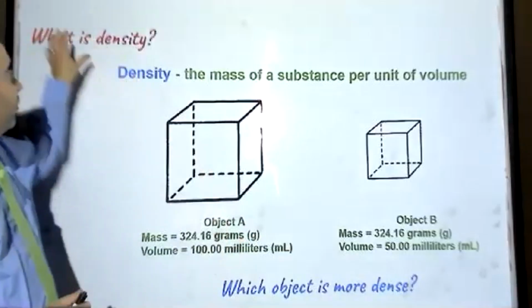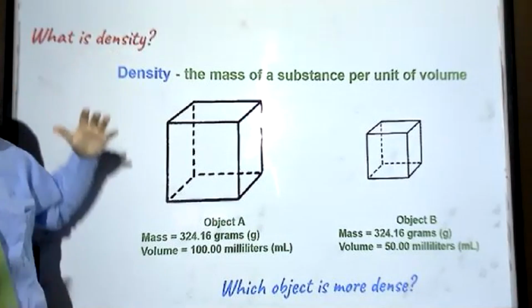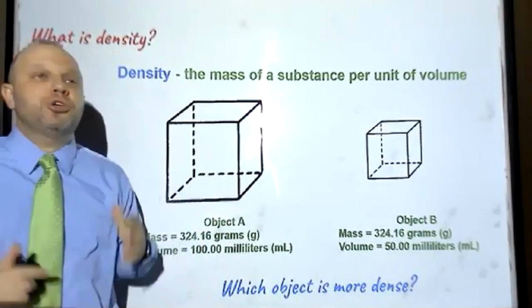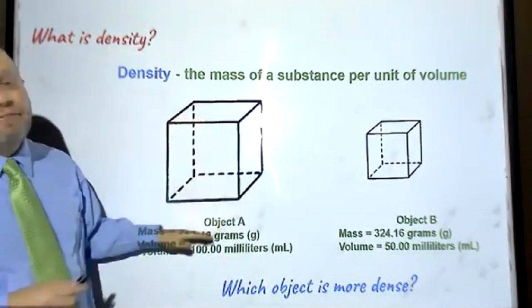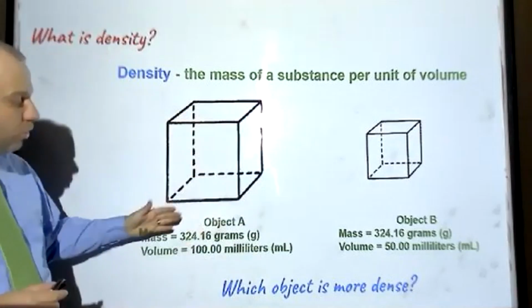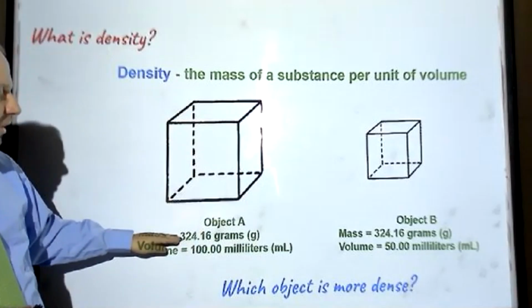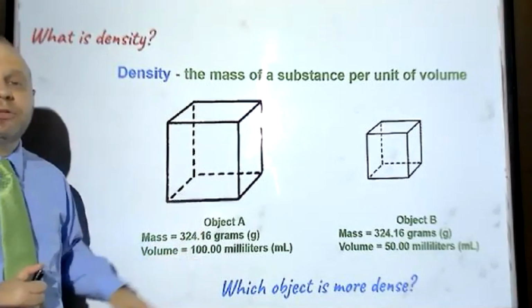Up here, at the very top, I wrote, what is density, and then I gave you the textbook definition of density. So it says the mass of a substance per unit of volume. Now, I have two examples here. In the left example, I have object A. Object A has a mass of 324.16 grams and a volume of 100 milliliters.